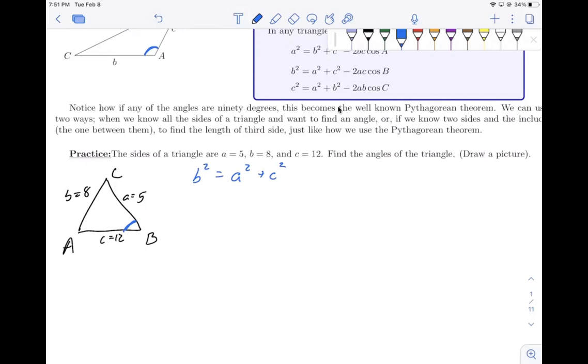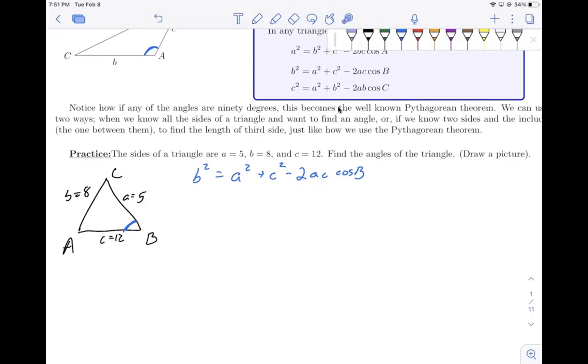It starts out looking just like the Pythagorean theorem, but then we have this minus 2, in this case, A times C times the cosine of B, right? But it's, again, just A times C are the sides that form the angle, and cosine B is the actual angle that we have over here. Now we just plug in what we know.